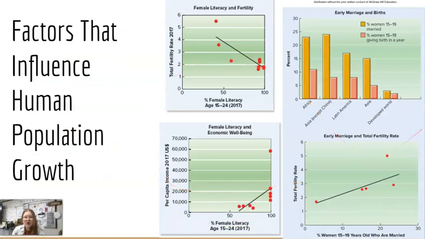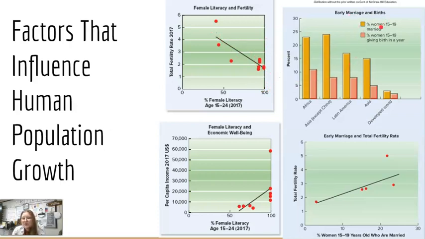All right, so here are some graphs showing that. So female literacy and fertility, here's total fertility rate and then female literacy. So fertility rate's how many babies women are having on average. So the lower the female literacy, the higher that fertility. So they're having more babies. And then as that literacy increases, we see less babies.